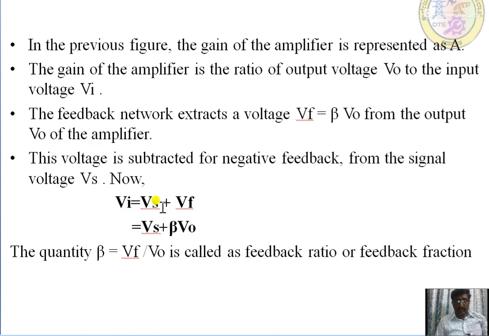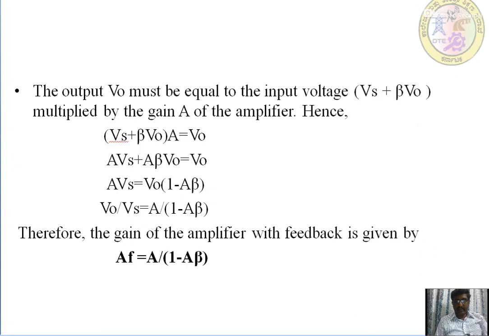Vi is equal to Vs plus Vf, but Vf is equal to beta into V naught. The quantity beta, equal to Vf by V naught, is called the feedback ratio, or the feedback fraction. Now the output V naught must be equal to the input voltage, that is Vs plus beta into V naught, multiplied by the gain A of the amplifier.